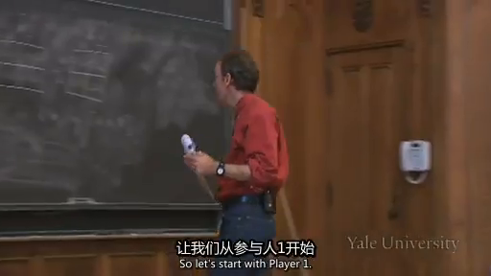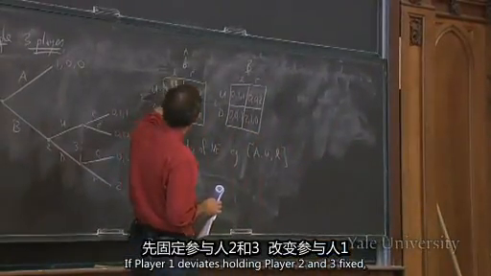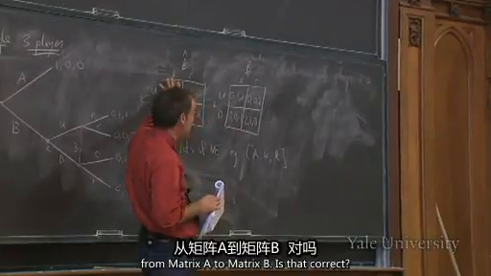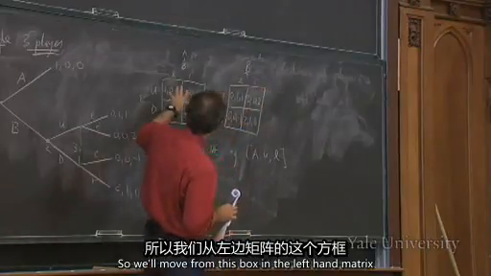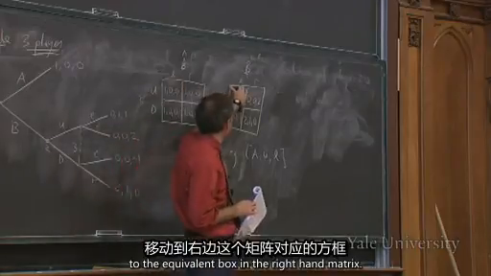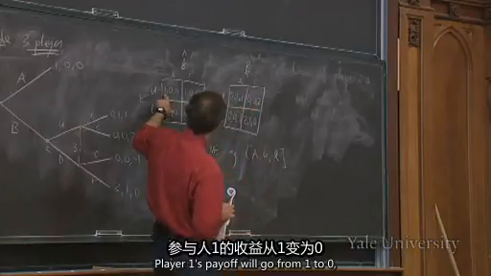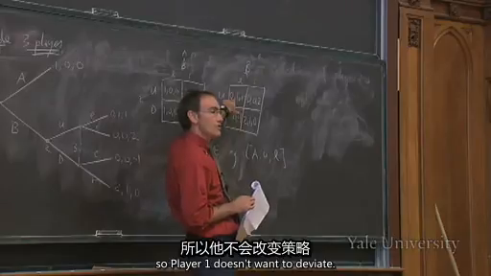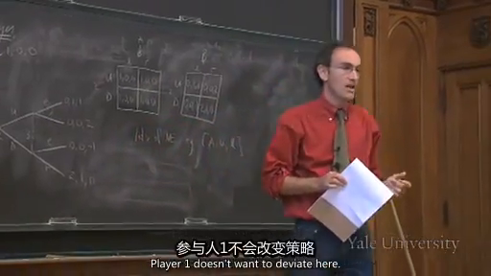So let's start with player 1. If player 1 deviates, holding player 2 and 3 fixed, then player 1 will be switching the matrix from matrix A to matrix B. Is that correct? So we'll move from this box in the left-hand matrix to the equivalent box in the right-hand matrix. And player 1's payoff will go from 1 to 0. So player 1 doesn't want to deviate. Everyone happy with that?